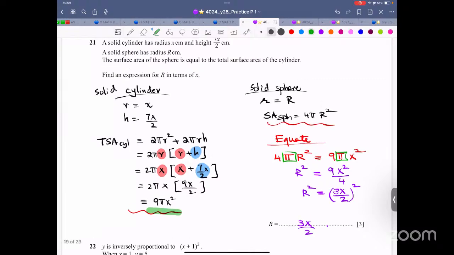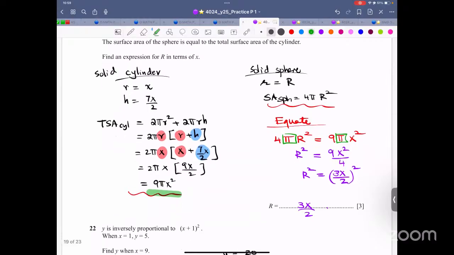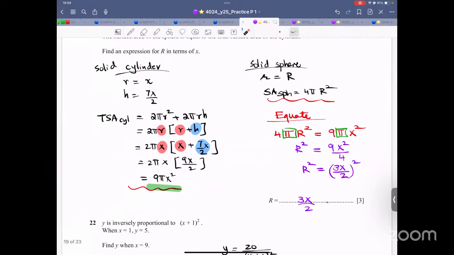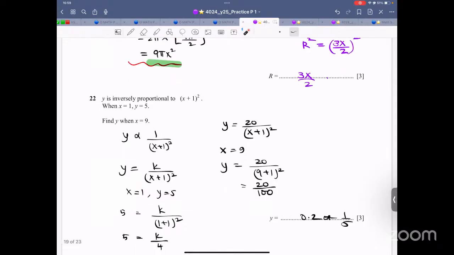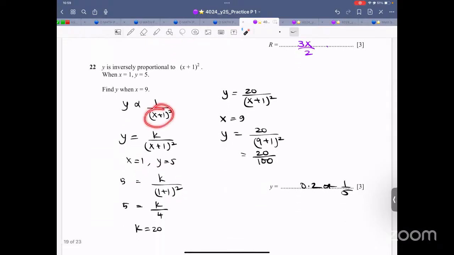The solid sphere has a radius of capital R. The surface area of the solid sphere is 4 pi capital R square. So now equate 4 pi capital R square with 9 pi x square. So therefore, R comes out to be 3x over 2. This is an inverse proportionality, so it would be written in the denominator.